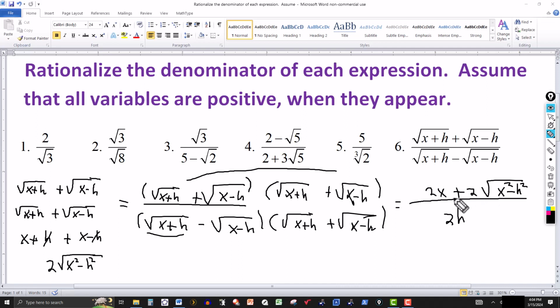And notice these have a factor of 2. So I could factor out a 2 from the numerator, and then I have a factor of 2 in the denominator, so those divide out. So I'm going to have left in the numerator an x plus the square root of x squared minus h squared. Again, the 2 cancels in the denominator also, so this gives me an h here. So the final simplified answer is x plus the square root of x squared minus h squared, all over h.